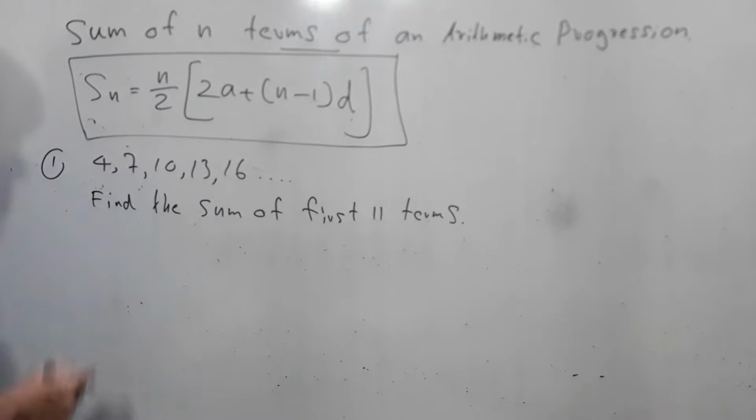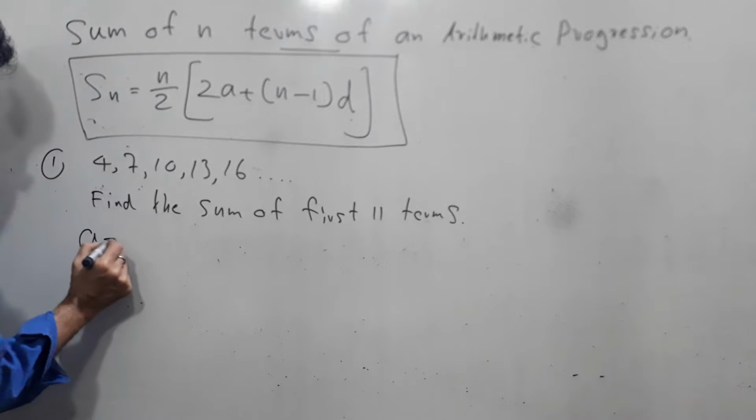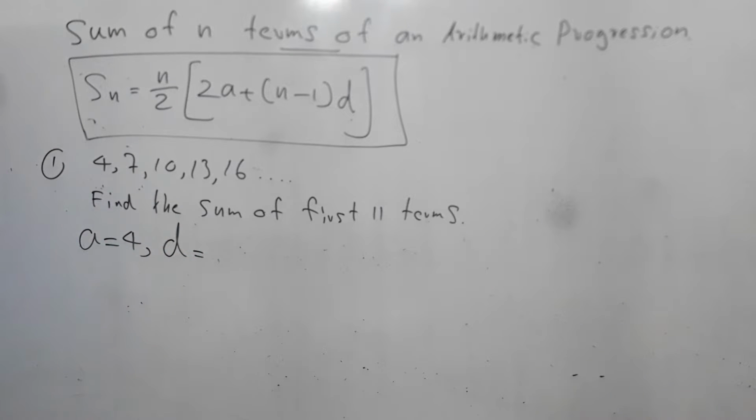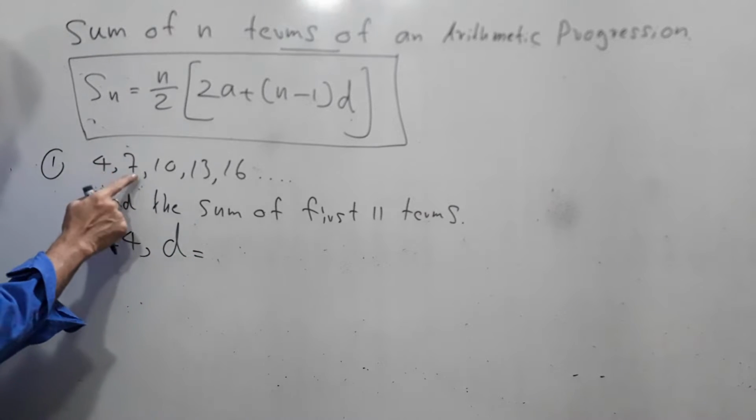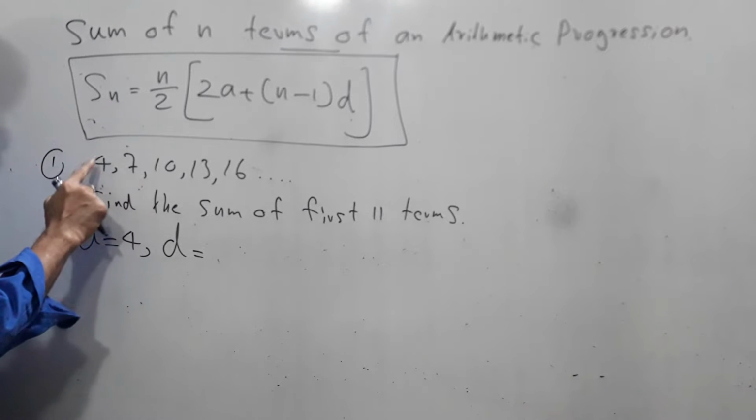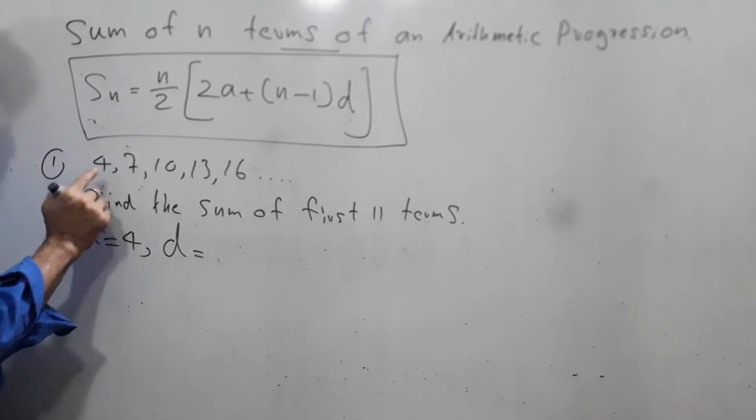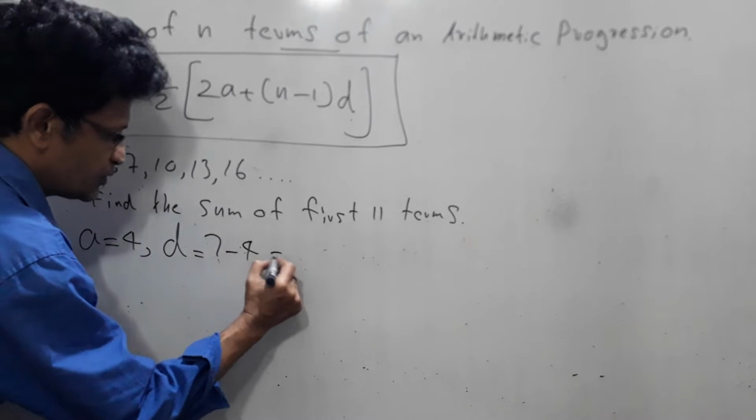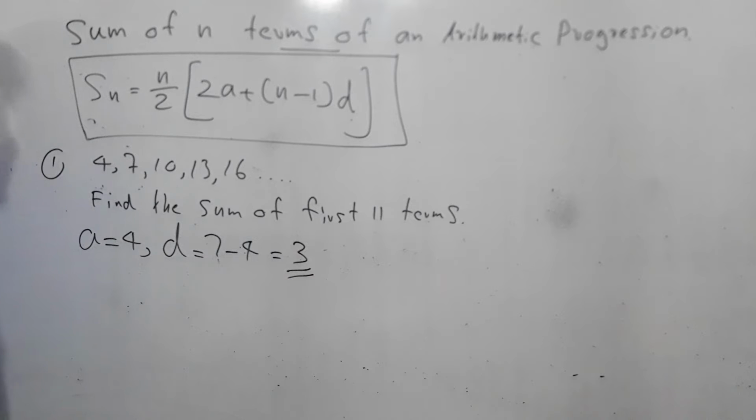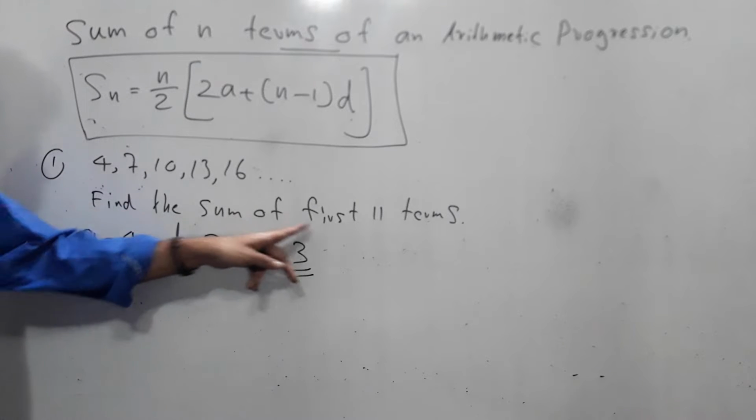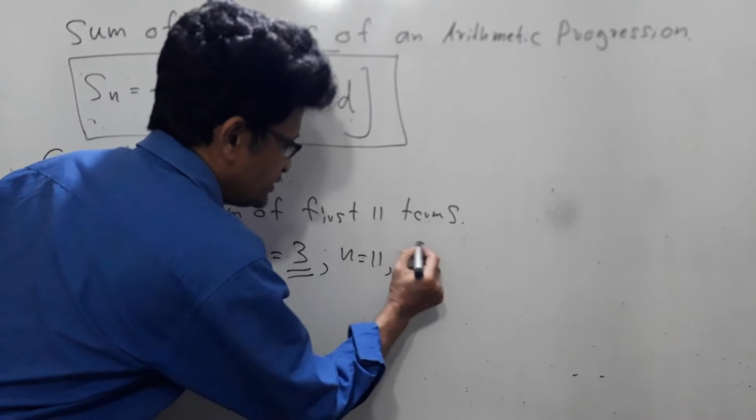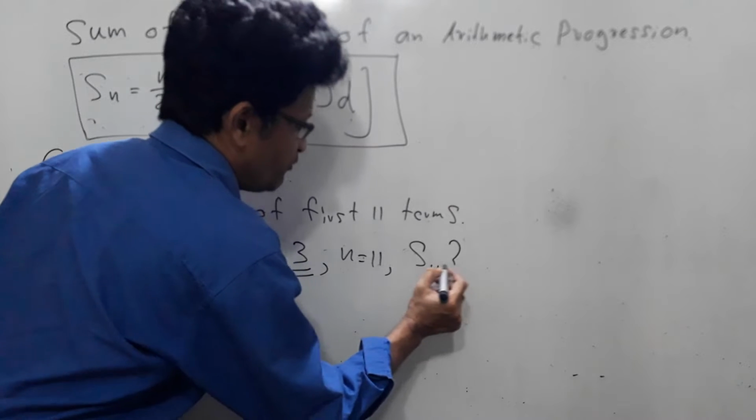Then what is the first term? First term a equals 4. How to get the common difference? If you take two consecutive terms and subtract the left-hand number from the right-hand number, you will get the common difference. 7 minus 4, so the common difference is 3. Find the sum of the first 11 terms. That means n equals 11. They ask for S11, the sum of the first 11 terms.